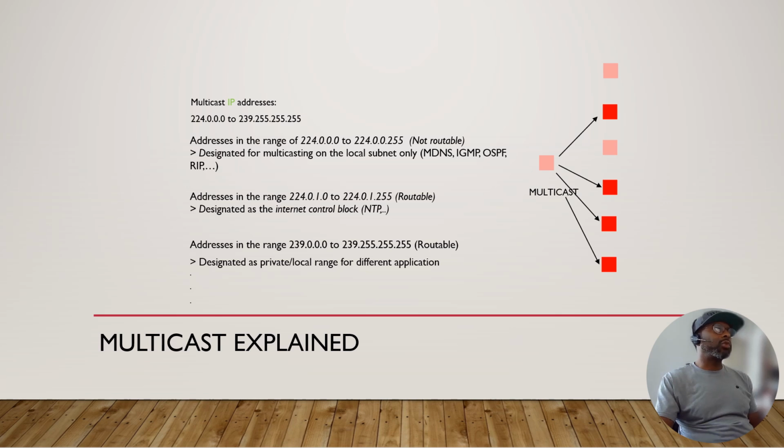Addresses in the range of 224.0.1.0 to 224.0.1.255, those are routable on the internet and designated as the internet control block. Protocols like NTP are used there. Addresses in the range of 239.0.0.0 to 239.255.255.255, those are routable, but they're designated as private or local ranges for different applications.